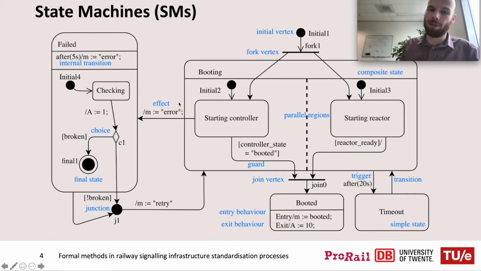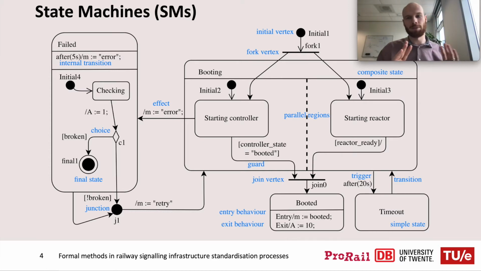A transition may have an effect. In this transition, the variable m is assigned the value error. And a transition may have a trigger. For example, here we have a timeout trigger that is triggered after 20 seconds. We also have a range of pseudo-states, like initial states, fork, vertices, and so forth. I will not explain these further. You can read about them on the OMG website if you like. They will not be necessary to understand for the rest of this talk.